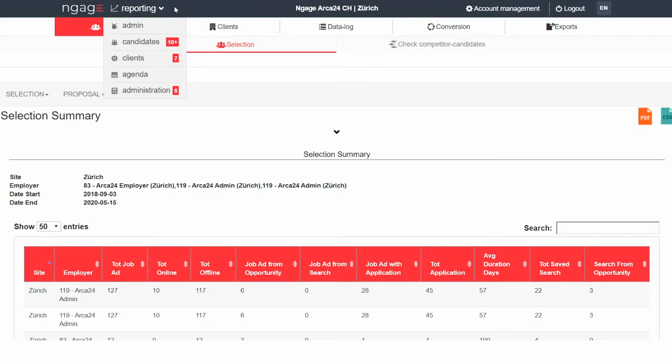The system includes a module entirely dedicated to reporting, and it is divided into several sections that allow you to analyze all the recruiting analytics as well as selections and commercial KPIs.